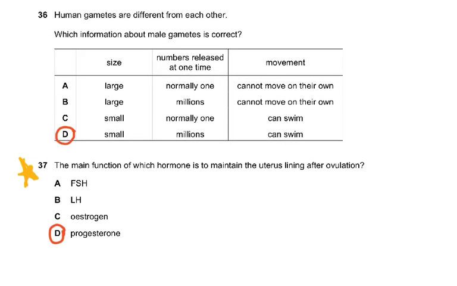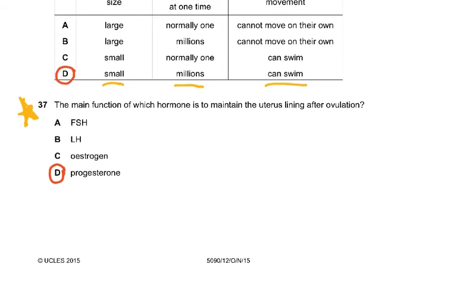Human gametes are different from each other. Which information about male gametes is correct? So male gametes are small, they're produced in millions, and they can swim. So that was easy. I don't think this was a very difficult part of the question.